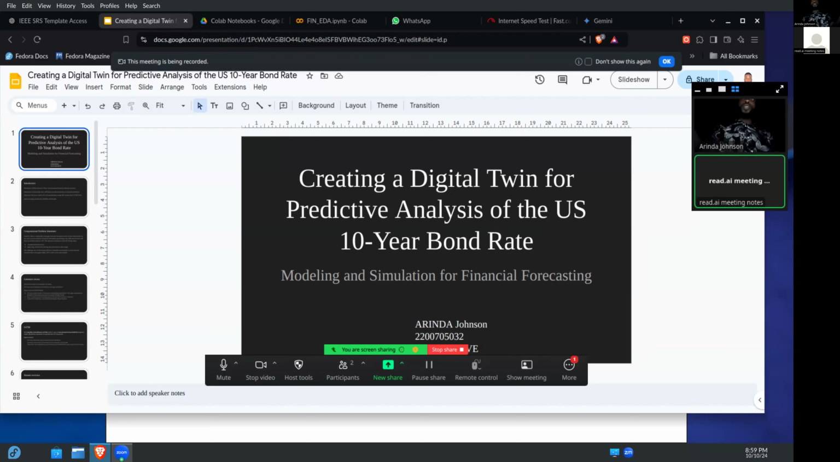I'm going to take you through this mini paper review. The concepts are in modeling and simulation, which is in the computer science field. The title is creating a digital twin for predictive analysis of the US 10-year bond rate, and the subtopic is modeling and simulation of financial forecasting.